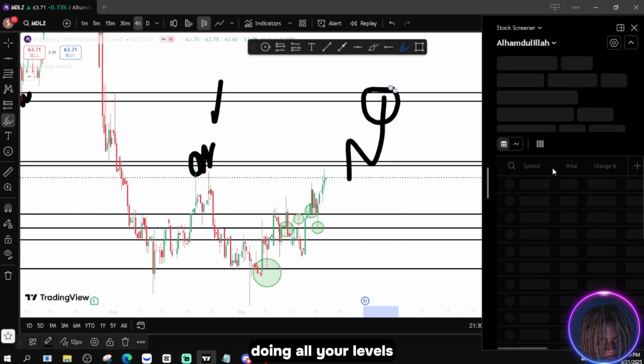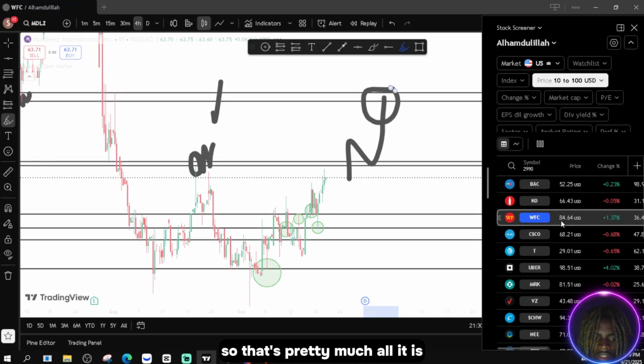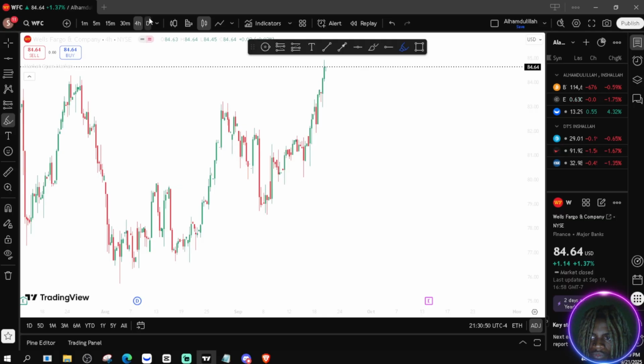You could just keep going, doing all your levels and just playing your chart like a staircase. So that's pretty much all it is. It's just a big giant staircase. We'll check out Wells Fargo, for example.